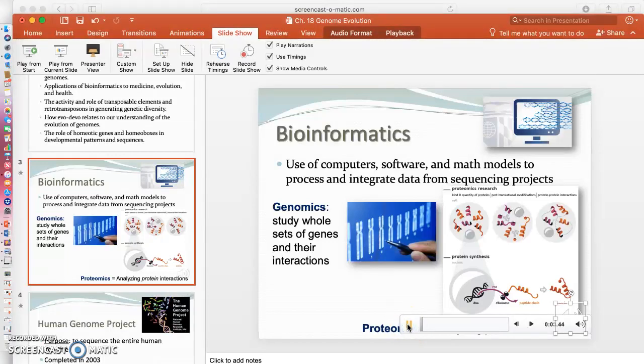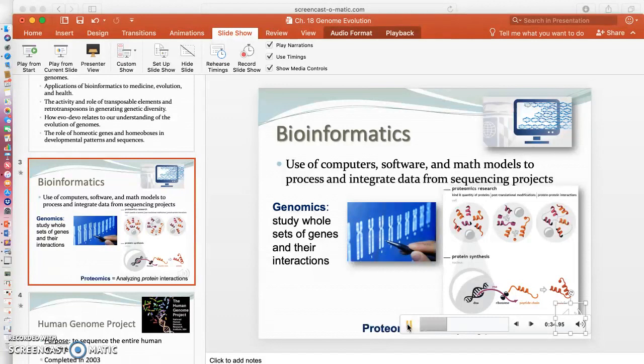Chapter 18 goes over in detail the genome and how an organism's genome can be essentially sequenced and compared to other organisms. And by comparing to other organisms, whether present or past, we can tie together the idea of evolution. One of the ways in which genomes are studied is by using computers and making computations to analyze data.